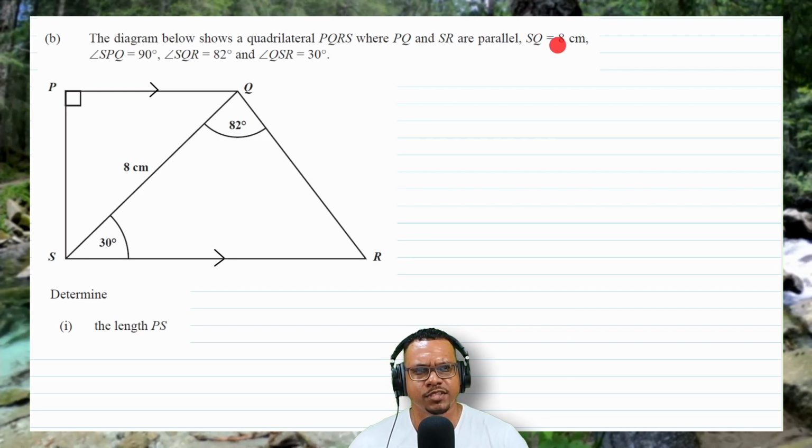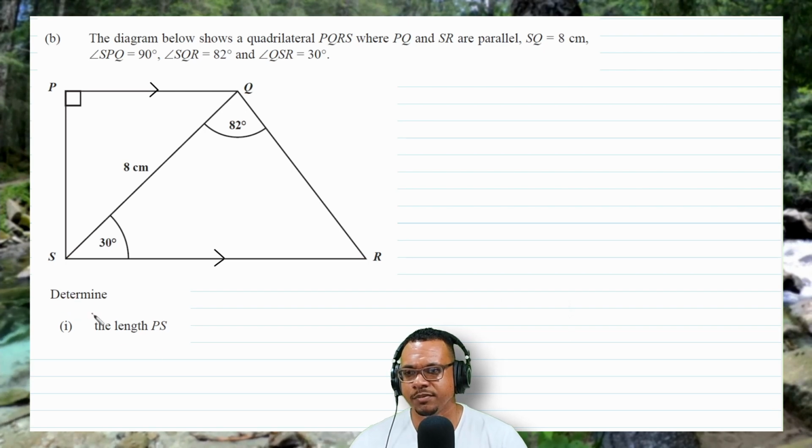We have SQ is equal to 8 centimeters. So S to Q, there's 8 centimeters here. We have angle SPQ is 90 degrees. So S to P to Q, 90 degrees. Angle SQR is 82 degrees. So S to Q to R, that's 82 degrees. And we have angle QSR is 30 degrees. So Q to S to R is 30 degrees.